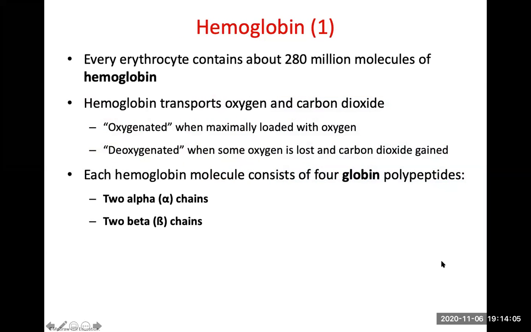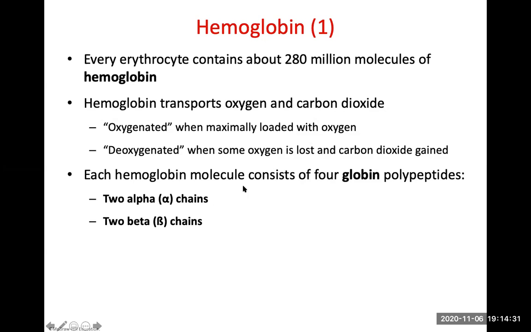Hemoglobin is the oxygen transport protein in the blood. Every erythrocyte contains about 280 million molecules of hemoglobin. Hemoglobin transports oxygen and CO2. Oxygenated blood means when the hemoglobin is maximally loaded with oxygen, and deoxygenated blood is when some of the oxygen is lost and carbon dioxide is gained.